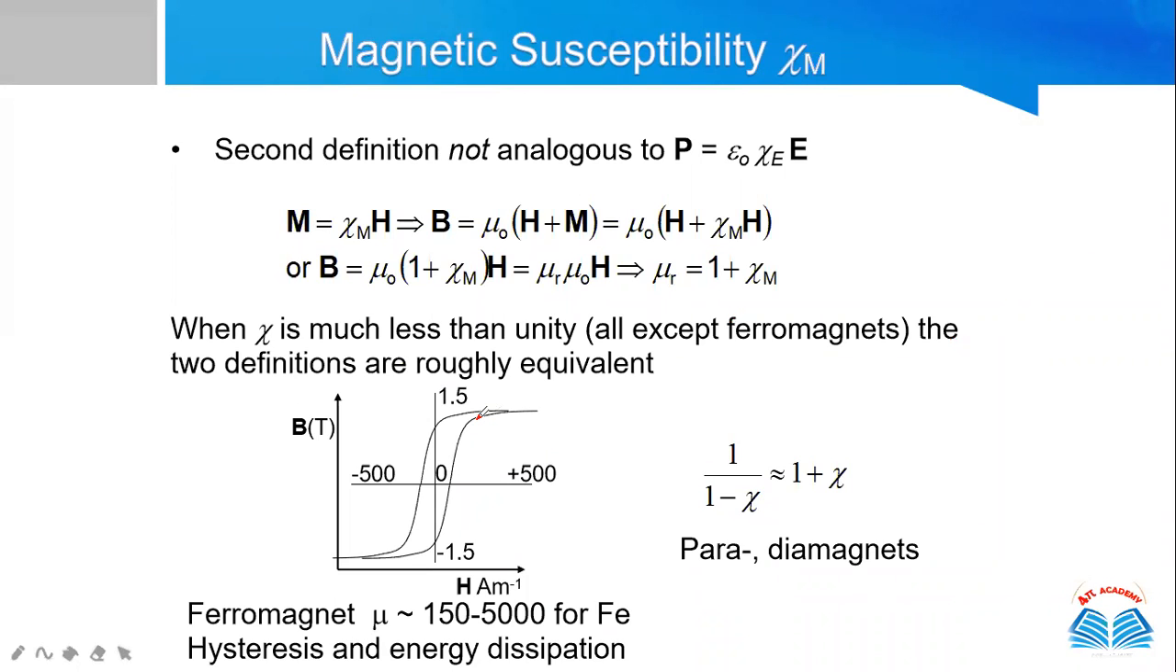So this is the graph. I think in 11th or 12th you have studied about the hysteresis loop. This is your hysteresis loop. This is a ferromagnet, any ferromagnet, and this hysteresis loop is showing us the variation of magnetic field with magnetization intensity. If chi is much less than unity, the two definitions are roughly equivalent, and we can get these types of results. 1 over 1 minus chi is approximated to 1 plus chi.